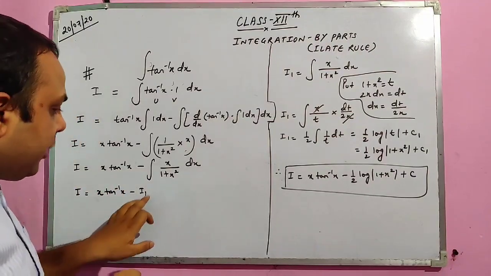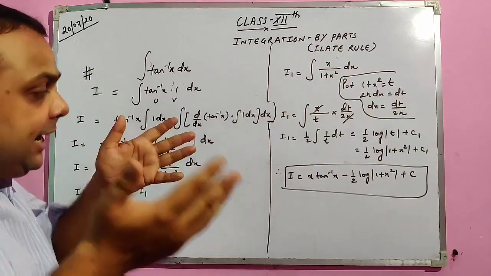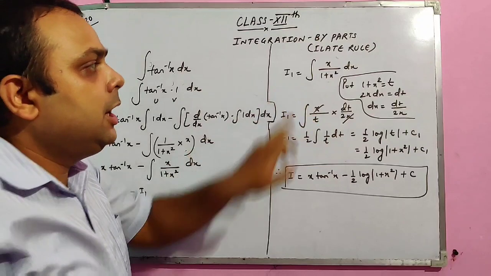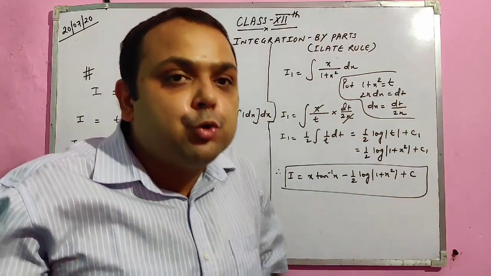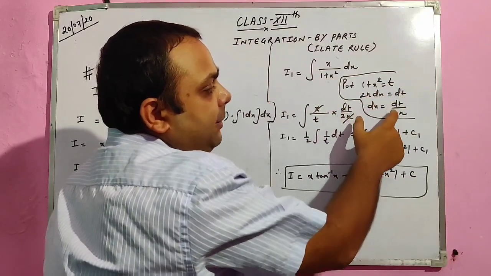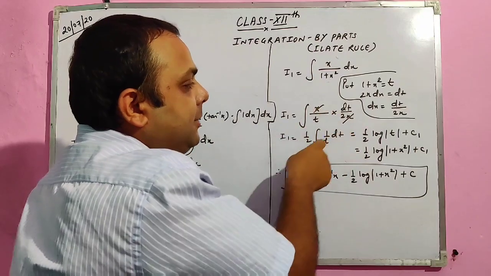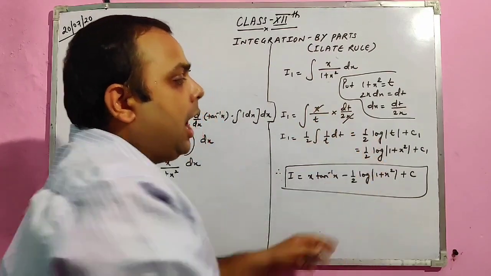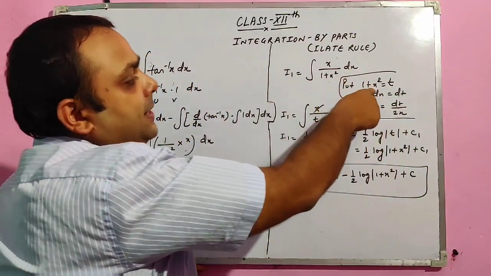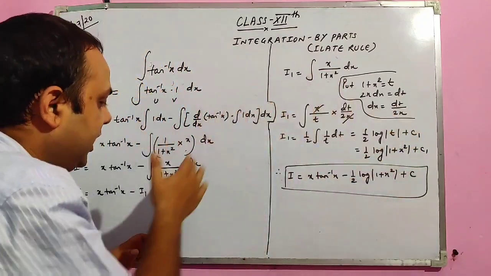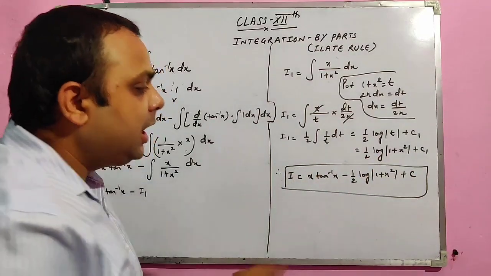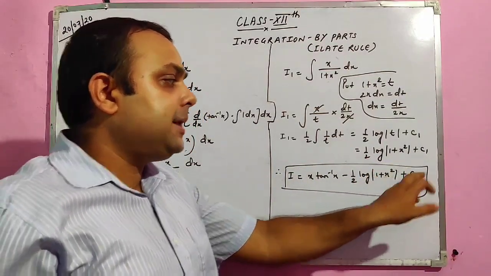Now take this as I1 and solve it individually, and at last just merge them to get the final answer. So now this is I1. We can solve this by using the substitution method. Put this as t. The differentiation of x square is 2x, so dx is dt by 2x. Applying here, x and x eliminated, dt by t gives us log. Half log t. So the value of t is 1 plus x square, substituted. Now merging here to get the final answer: x tan inverse x minus this complete function, half log 1 plus x square, plus c.